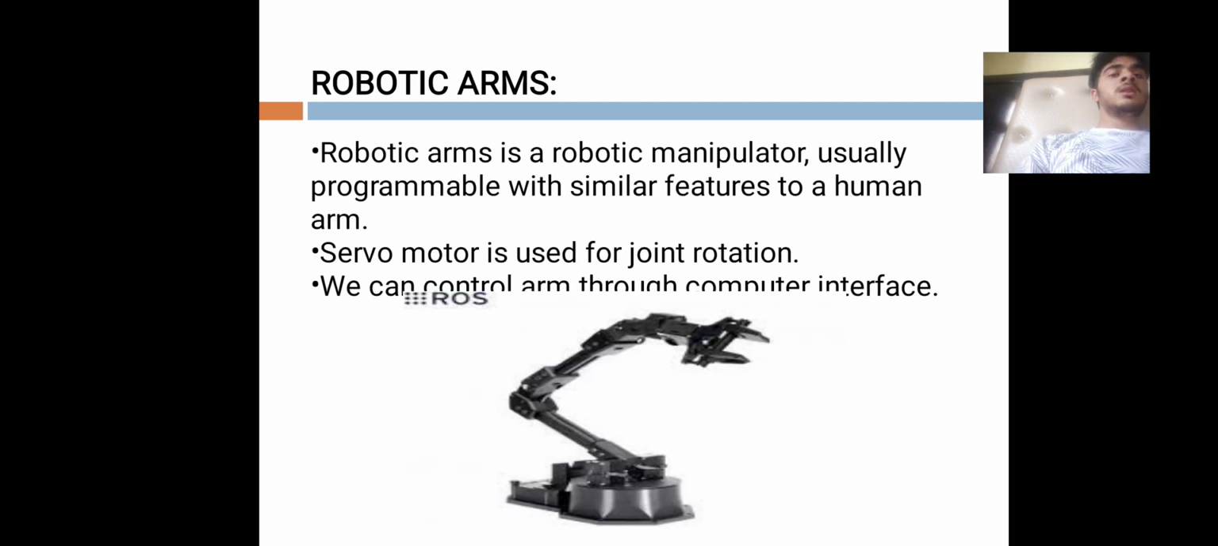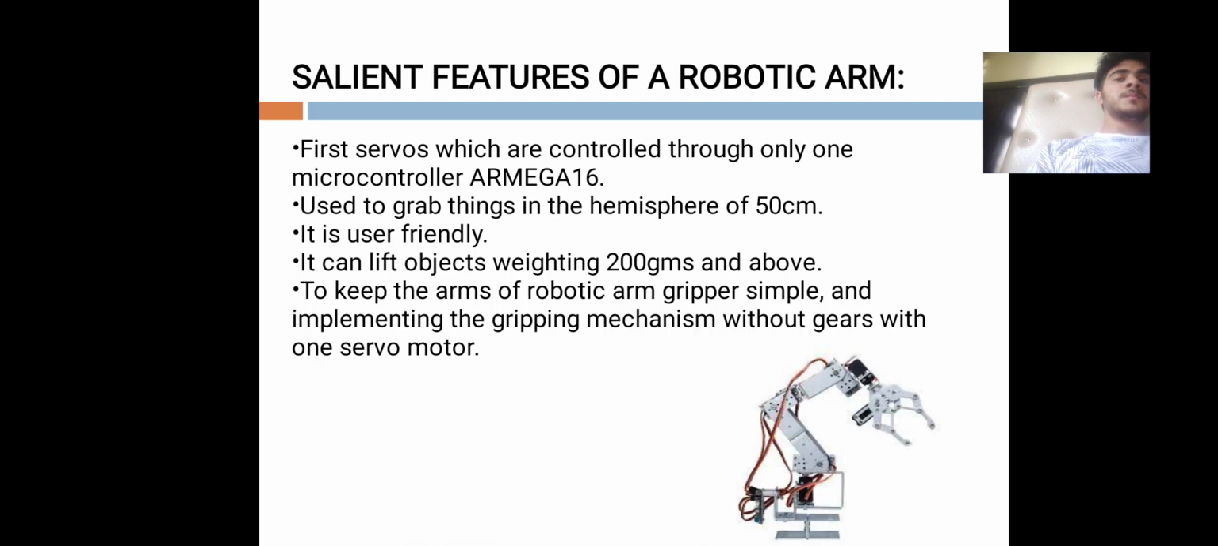Robotic arms. A robotic arm is a robotic manipulator, usually programmable, with similar features to a human arm. A servo motor is used for joint rotation. We can control the arm through a computer interface. Salient features of a robotic arm.